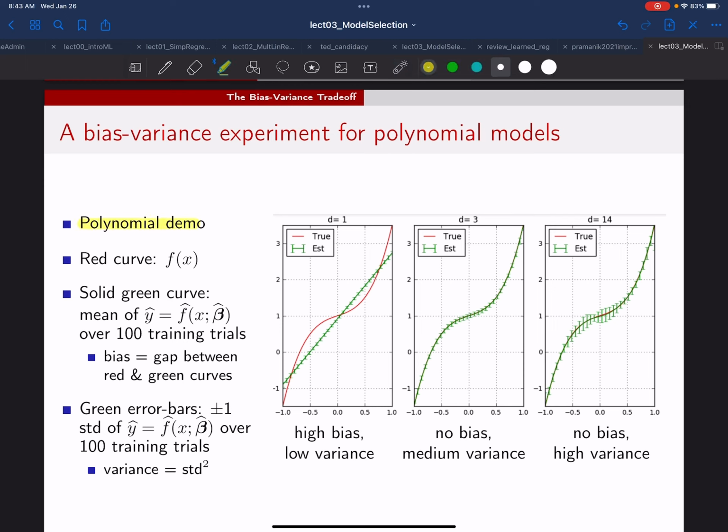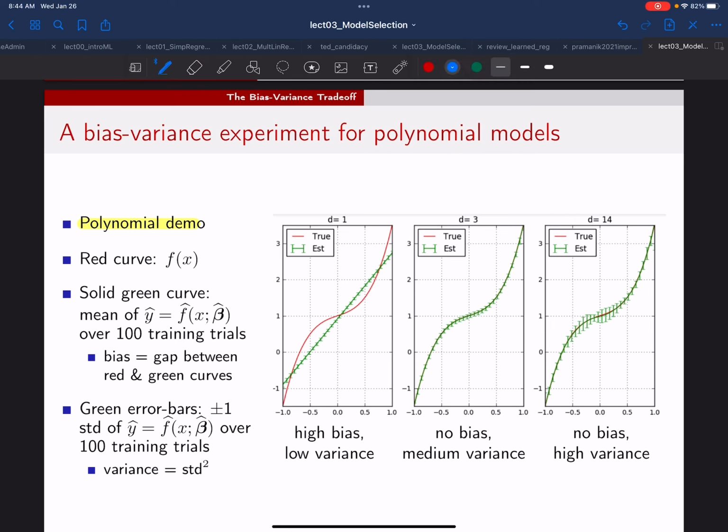So remember that in our polynomial demo, we had this noiseless true model, which was this third order polynomial, which is given by that red curve. And if you remember, our data points in a particular experiment were just noisy above and below that model. So that's what they looked like. So let me just clean that up.